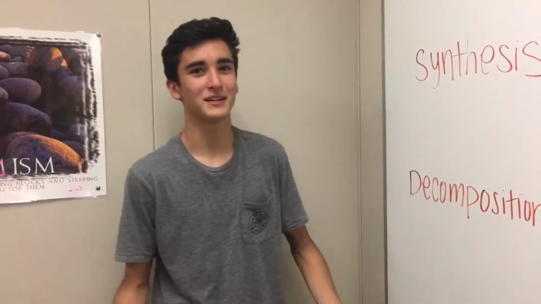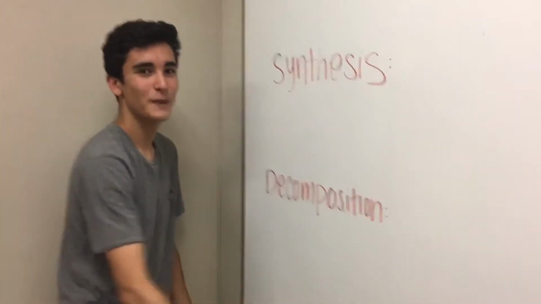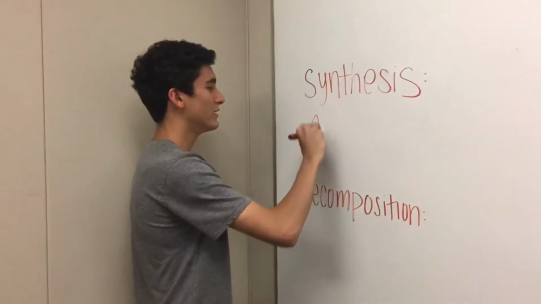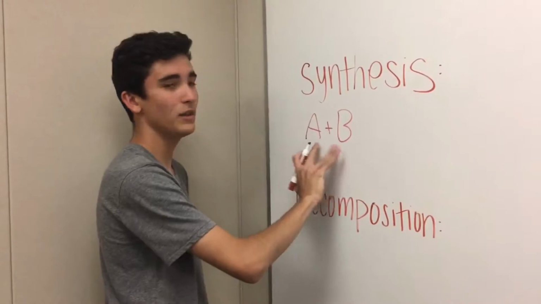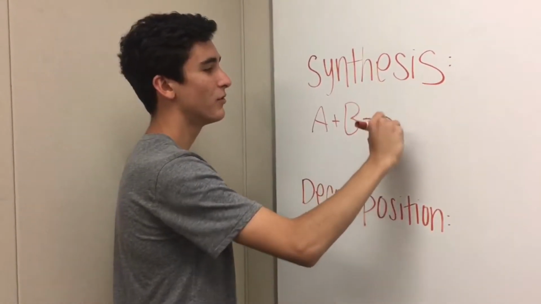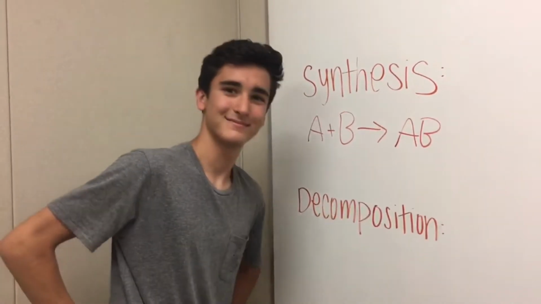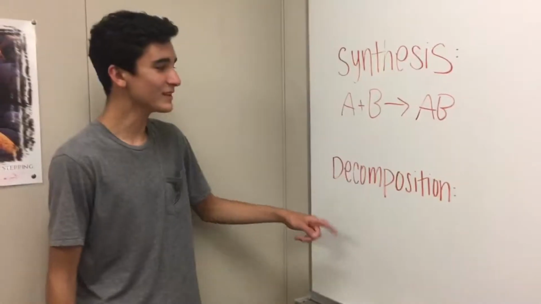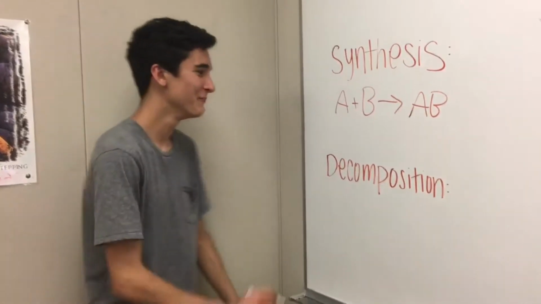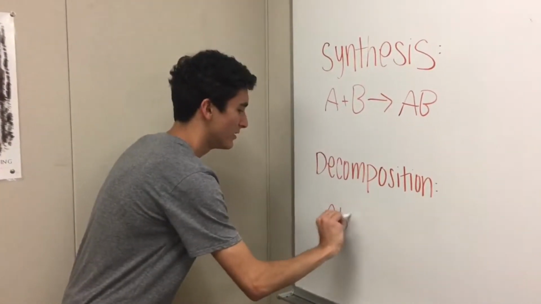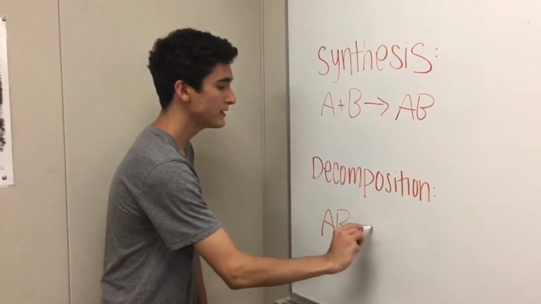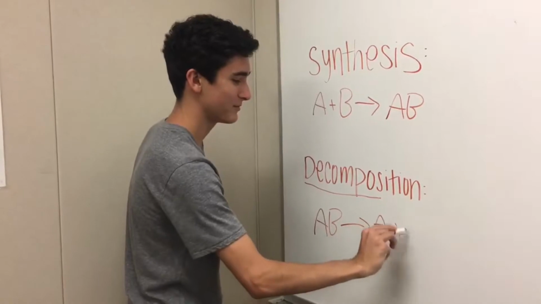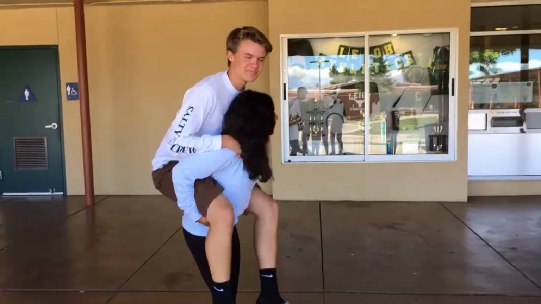Now that you know how to balance an equation, let's learn about the different types. First one is synthesis. Synthesis is when 2 elements or compounds come together to form one. Decomposition is quite opposite. It is when one compound breaks or decomposes into 2.